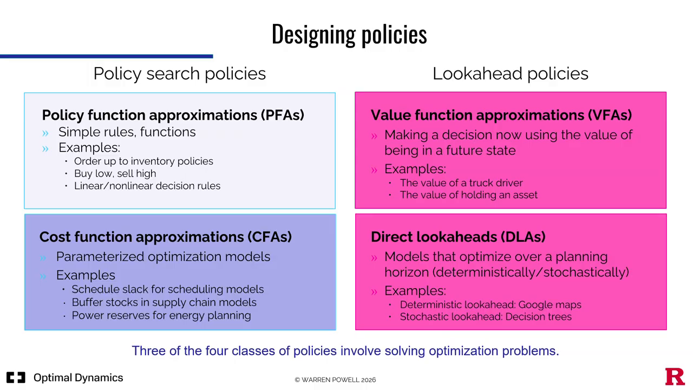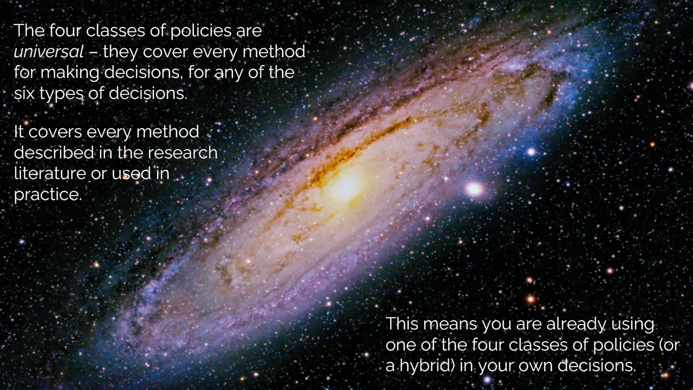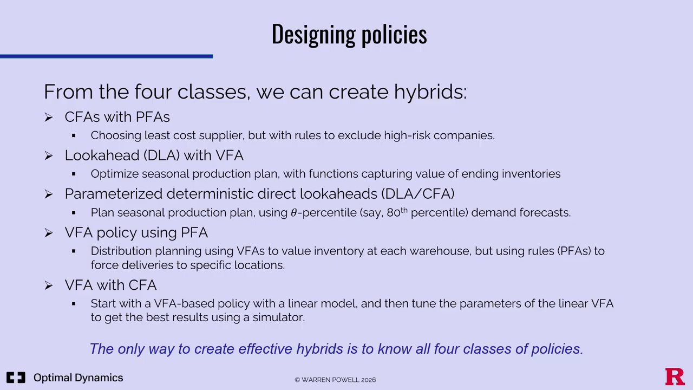So now I'm going to make a big claim. I'm going to claim that these 4 classes of policies are universal. They cover every method for making decisions for any of the 6 types of decisions I reviewed earlier. It covers every method described in the literature or used in practice, which is why we call them meta classes. Now, this also means that any company is already using one of these 4 classes of policies. You can also create hybrids. And by the way, when we humans are solving problems, we often do use hybrids, and we often switch between policies, which means you really have to know all 4 classes.